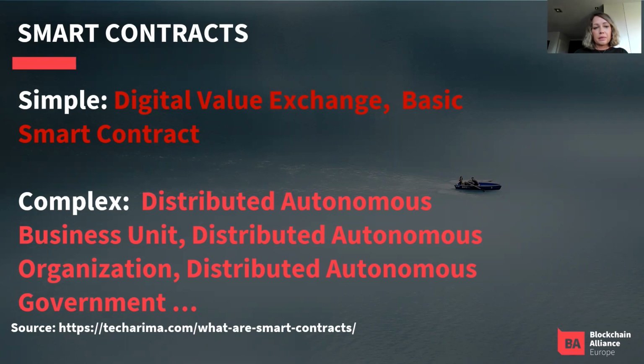And of course, with the smart contract, you have simple uses like digital value exchange. That is, I'm sending you Bitcoin and I'm receiving the Bitcoin, and that's it. Then the basic smart contract, as it was in the ICOs: I send you a cryptocurrency or crypto asset, and in exchange, you give me the tokens, and this happens totally automatically with the help of smart contracts. But then you can also build complex systems like the distributed autonomous business unit, distributed autonomous organization, and so on. We are talking about the DeFi projects, and the most important building block for the DeFi projects is a smart contract. There could not be a DeFi project without smart contracts.